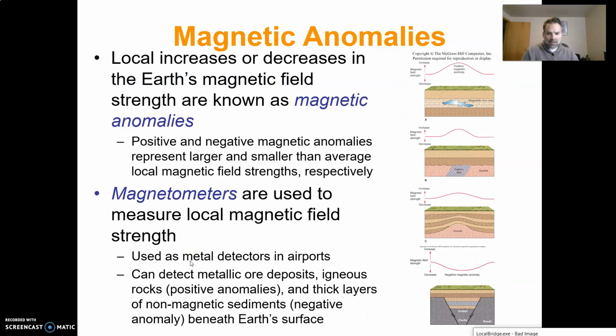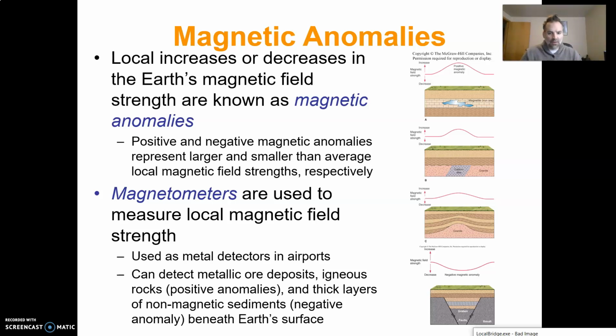Then there are also things called magnetic anomalies. And what is an anomaly? It deviates from the average, a decrease in strength or an increase in strength. So it's kind of an anomaly, or kind of an unknown. And we get magnetic anomalies.